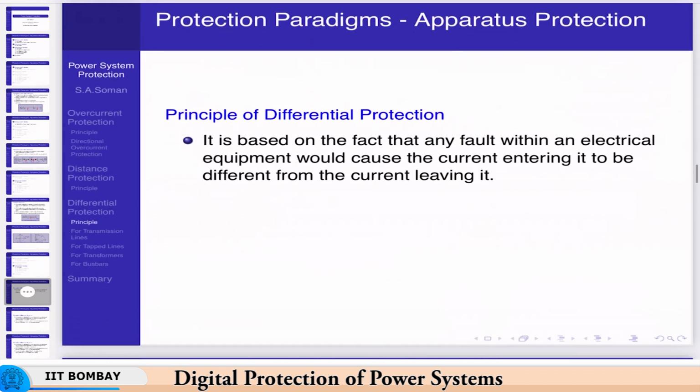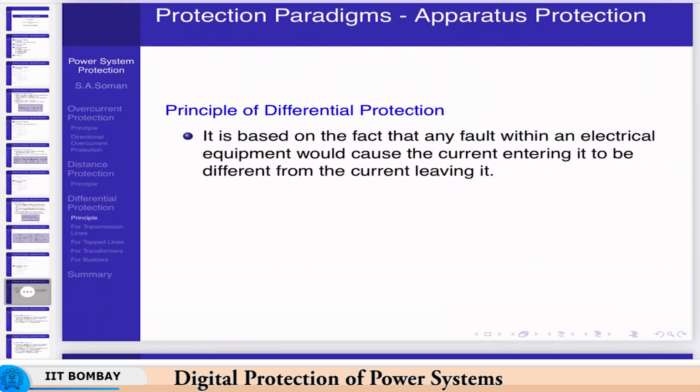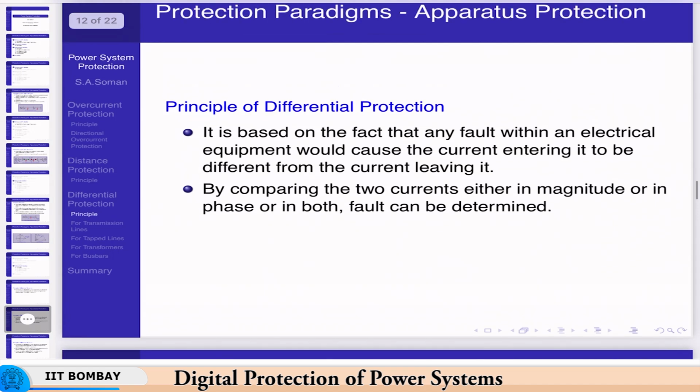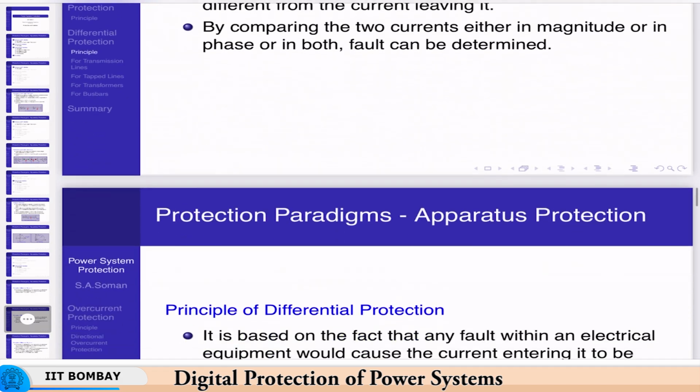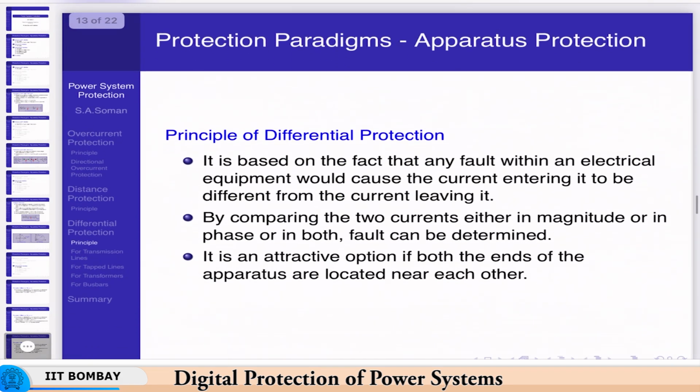It is based on the fact that any fault within the equipment would cause the current entering the equipment to be different from the current leaving the equipment. So you have CTs at both the ends of the equipment, and you compare the two currents. If there is a fault outside the zone, as it is called, then the currents will still be same. They will be high, of course, the fault currents will be high, but they will still be same. So for that, the relay will not operate.